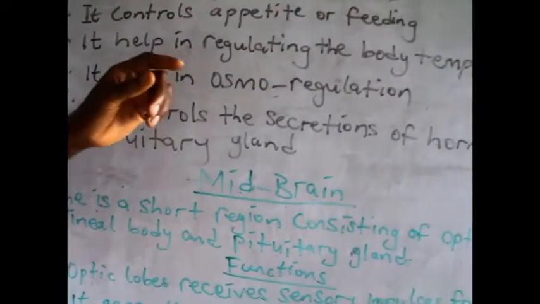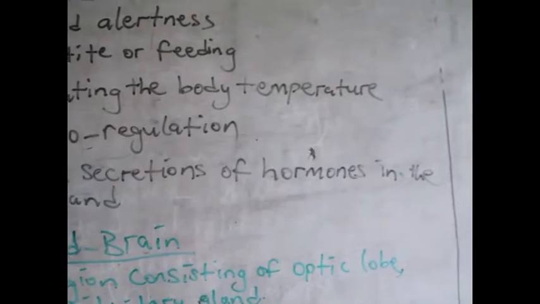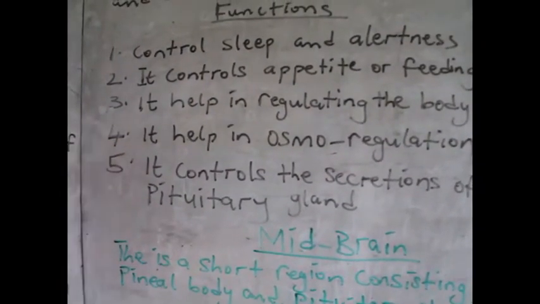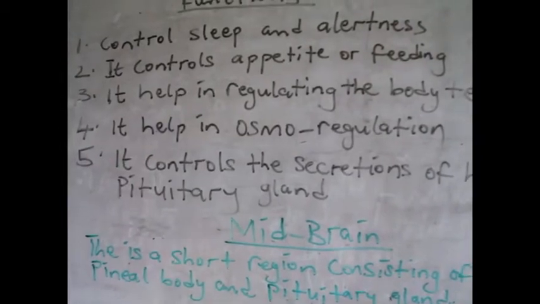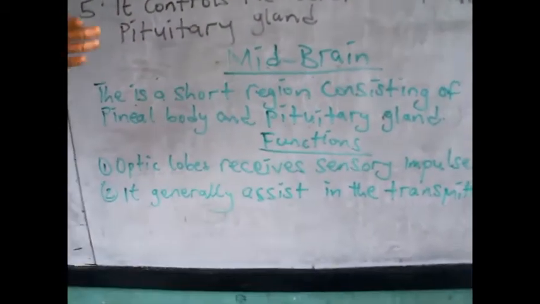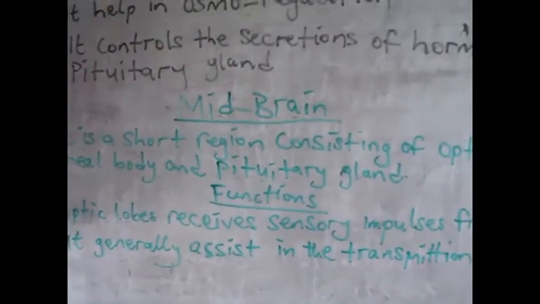Finally, it controls the secretion of hormones in the pituitary gland. The pituitary gland is just in the forehead, and it has a lot of functions, which later we are going to look at one after the other. Now let's go to the midbrain.